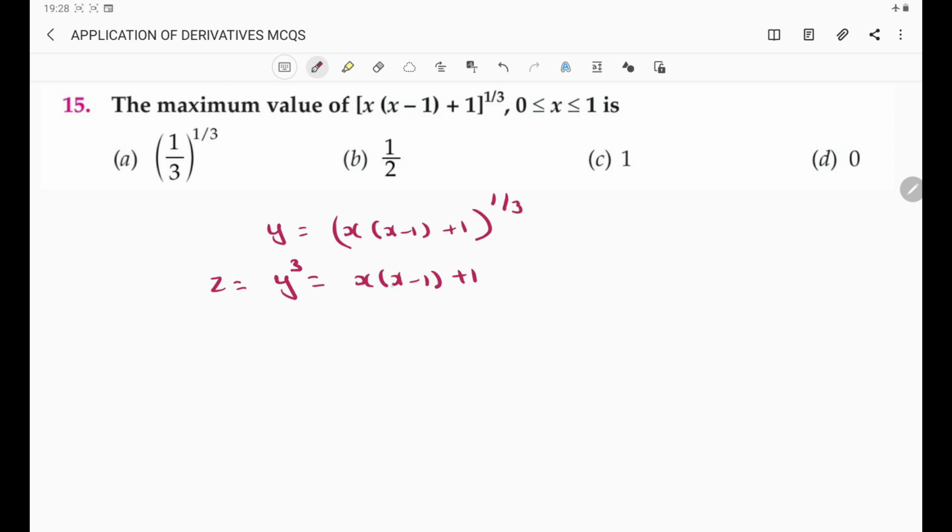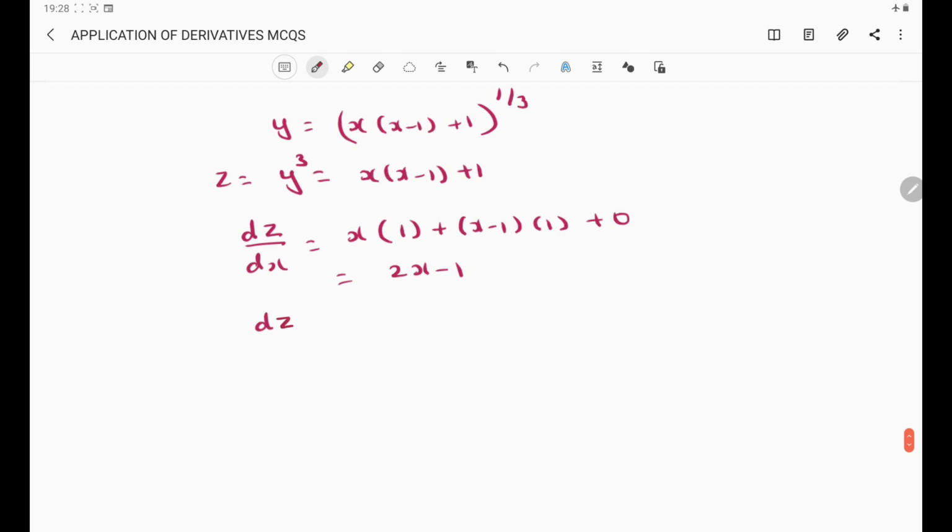So z is equal to x into x minus 1 plus 1. So whatever minimum or maximum value we are going to get for z will be the same as the minimum or maximum value which we are going to get for y. So let us find dz by dx, which is equal to x into the derivative of x minus 1, which is 1, plus x minus 1 into the derivative of x, which is 1, plus the derivative of 1, which is 0. So which is x plus x minus 1, that is 2x minus 1.